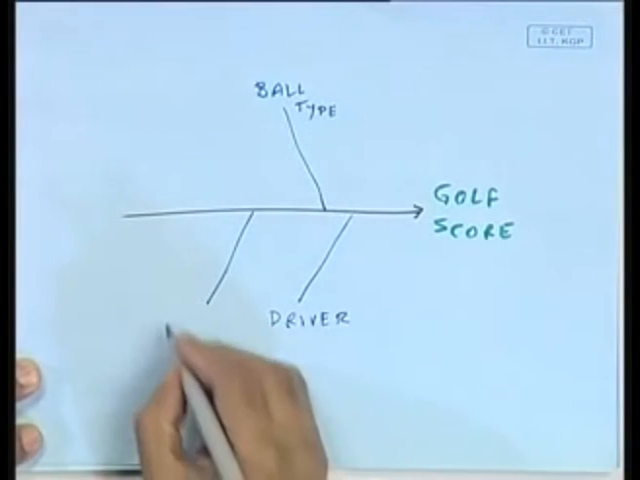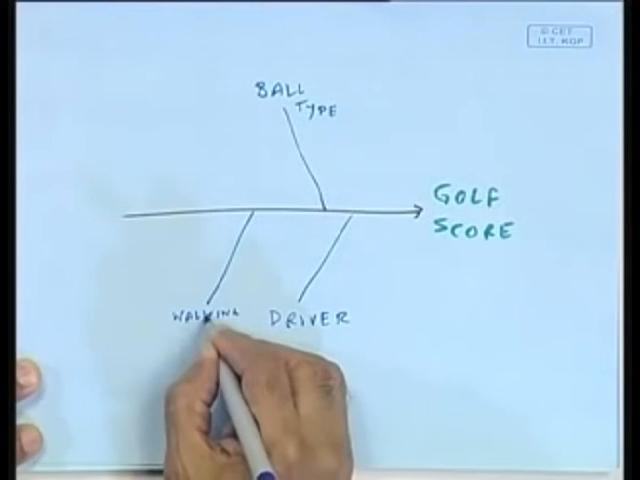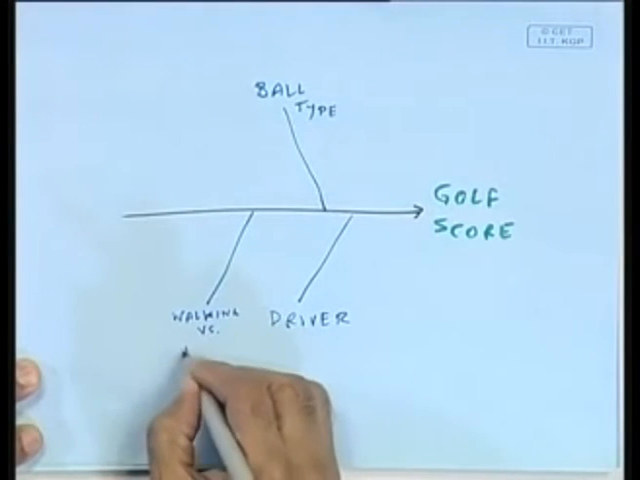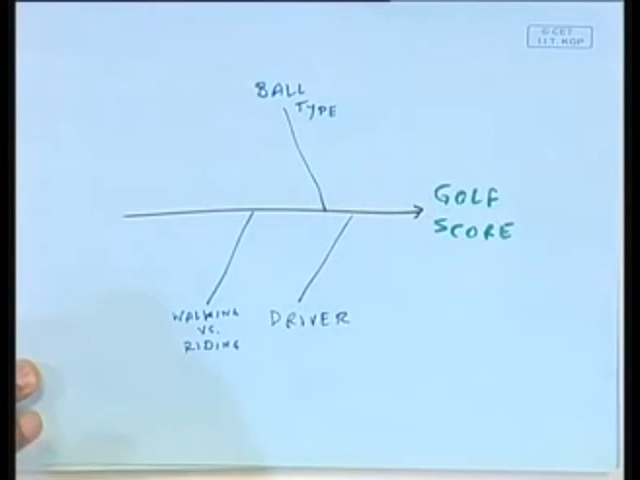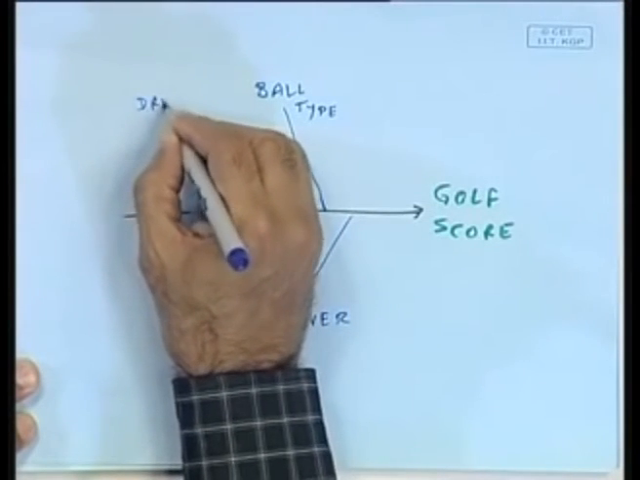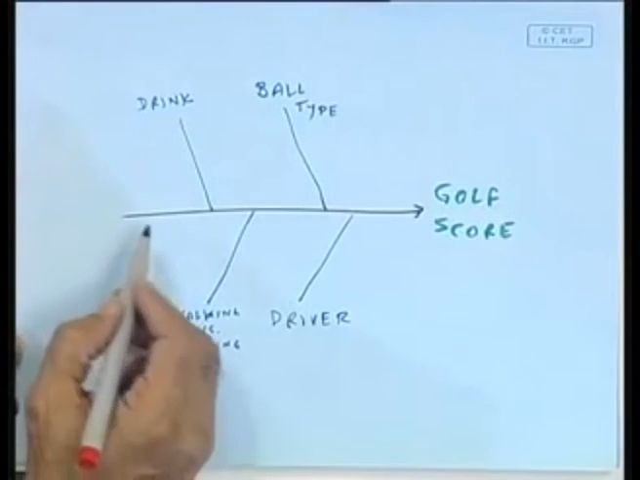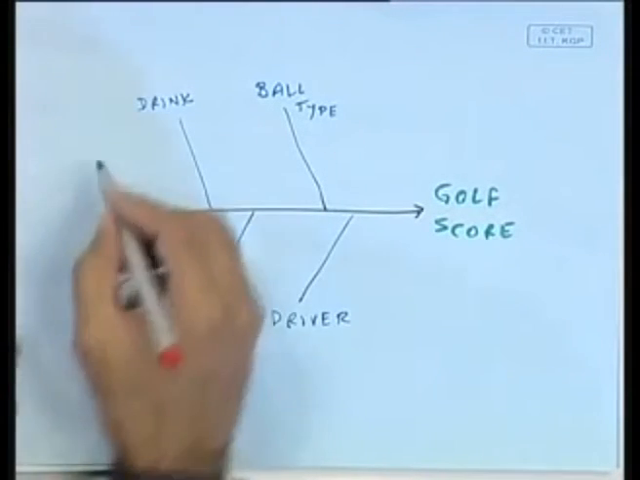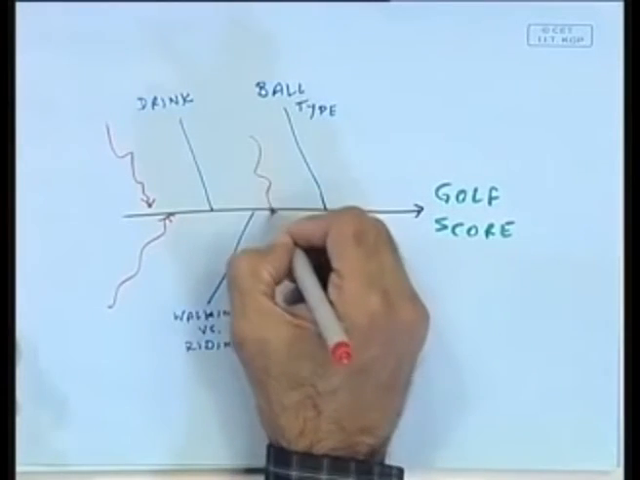Then walking versus riding. This could be another factor. And of course, the drink that you're using. But like I said, there are many other factors that we have ignored, that we have left out. I'm going to put them down as noise factors. These might also be affecting my score.